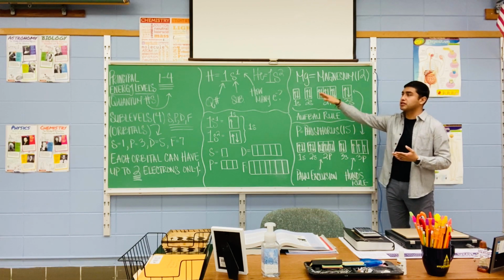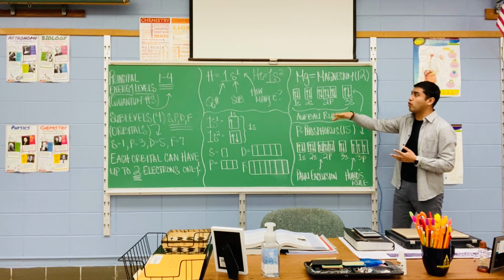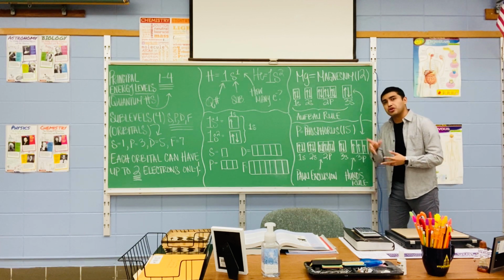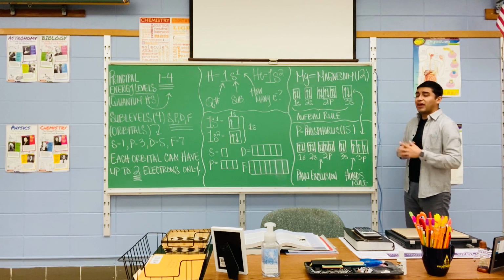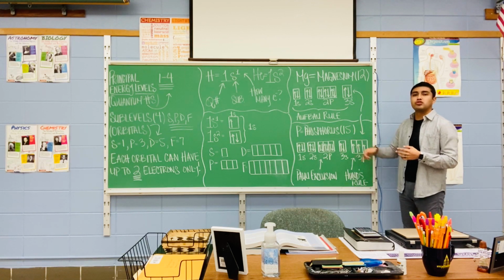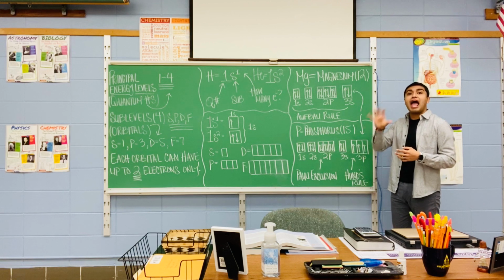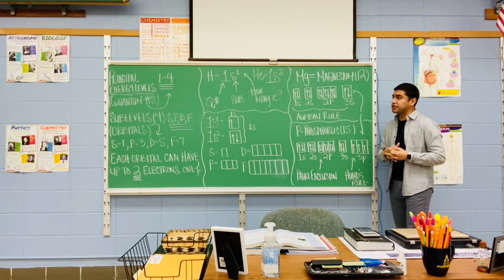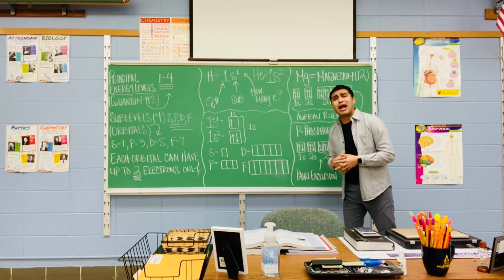Aufbau rule, first sublevels are filled in completely before I move on to the next one. Pauli exclusion, opposing spins, arrows facing different directions. Hund's rule, make sure you fill it in halfway before you start from the beginning filling it in completely, okay? So once again, make sure you take time to practice this.